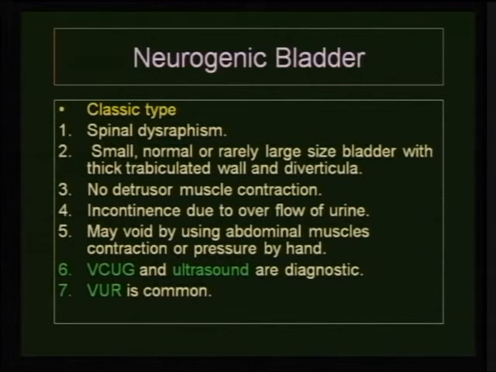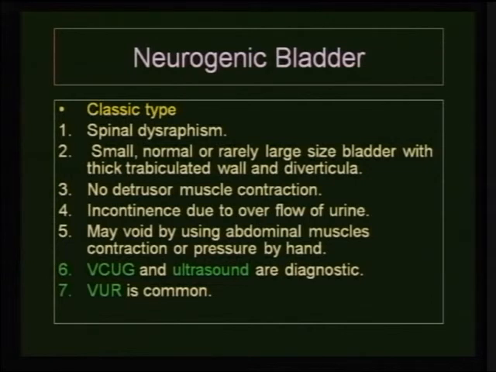small, but could be normal or could be large in size, has a thickened wall, trabeculation, and multiple diverticuli, and there is no contraction. We remember how the urinary bladder contracts like a balloon. This will show no contraction. What does it mean? They can have incontinence, overflow, but those children, some of them are very smart.